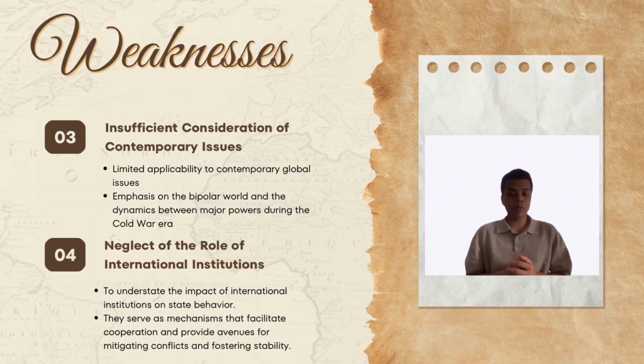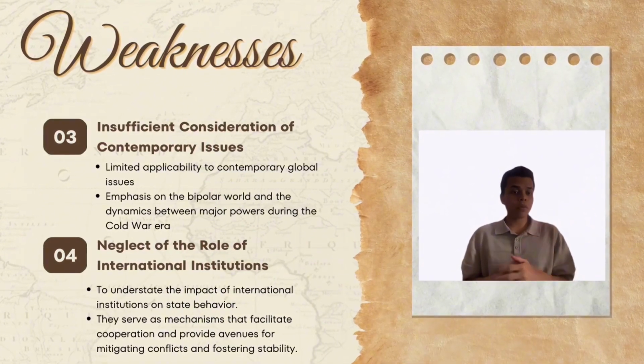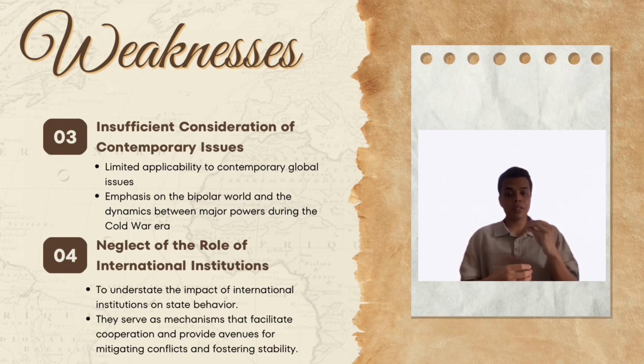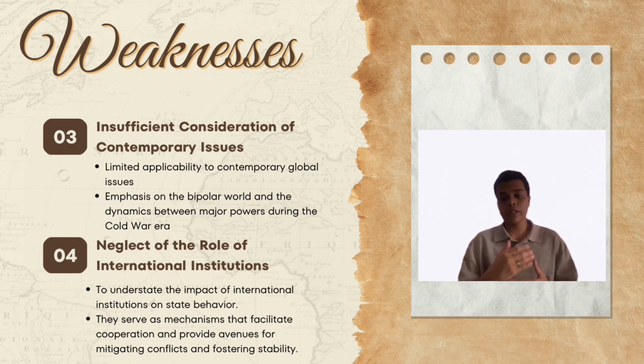Next, the third weakness is insufficient consideration of contemporary issues. The neorealist approach, particularly structural realism, often encounters criticism for its limited applicability to contemporary global issues, especially in handling emerging challenges like nuclear non-proliferation and the proliferation of weapons of mass destruction. Neorealism's focus on the structure of the international system and the power dynamics between states may not adequately address these complex contemporary issues. Its emphasis on the bipolar world and the dynamics between major powers during the Cold War era might not provide comprehensive insights into the challenges posed by a multipolar and interconnected global system.